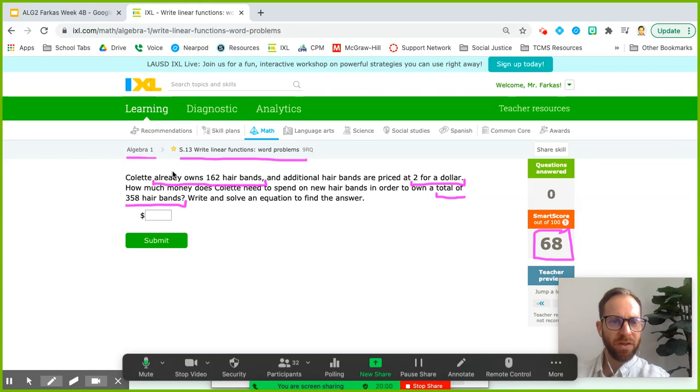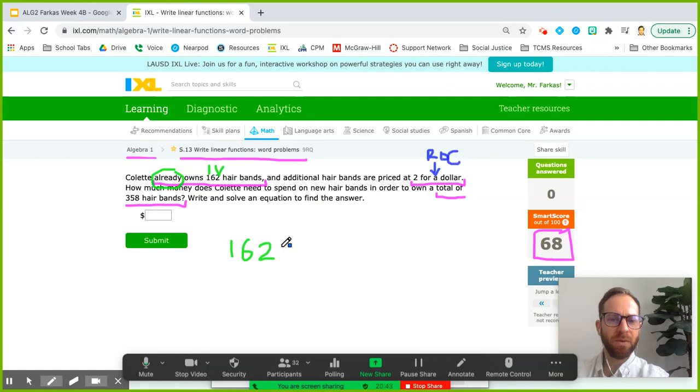All right, so this word already, you're right, that tells us that 162 is the initial value, or the constant, as you said, meaning that's the one that doesn't go with the variable, right? So already owns 162 hairbands. That's what we're starting with. And then you were telling me that this is the rate of change, right? Because that's how much is going up by. 2 for $1. This one doesn't say per or every or each, but 2 for $1 means that each one is going to be 2, right? So that's our rate of change.